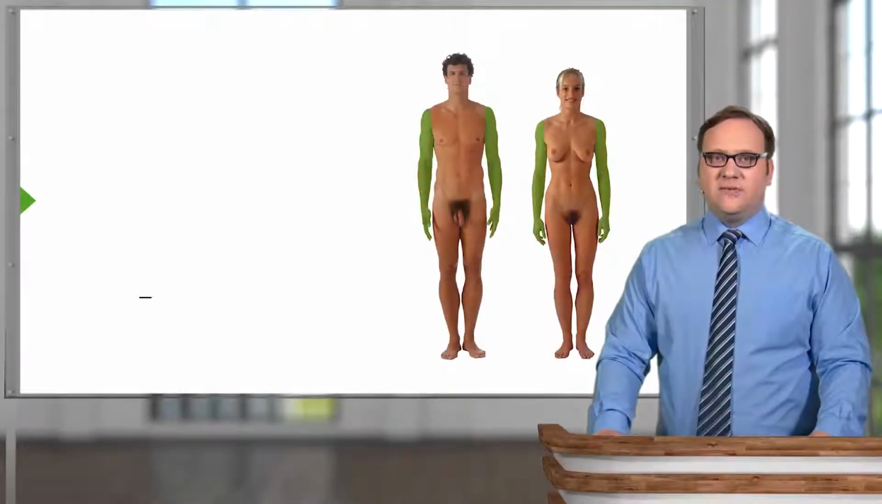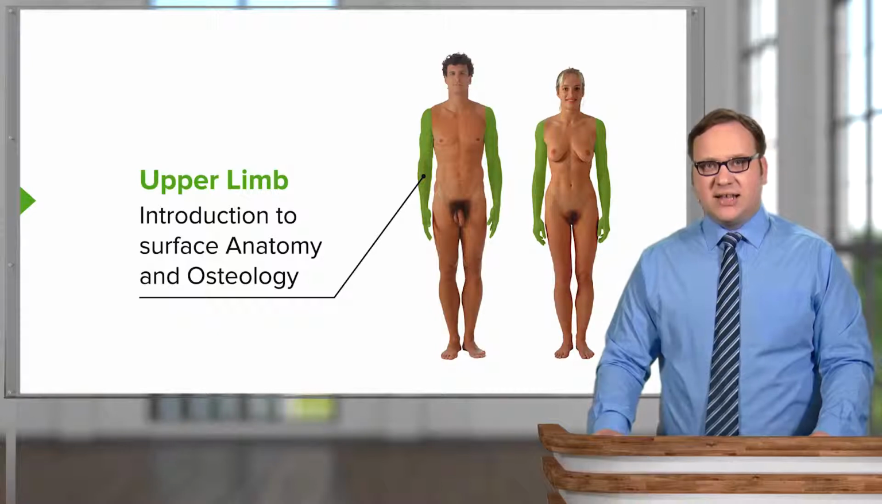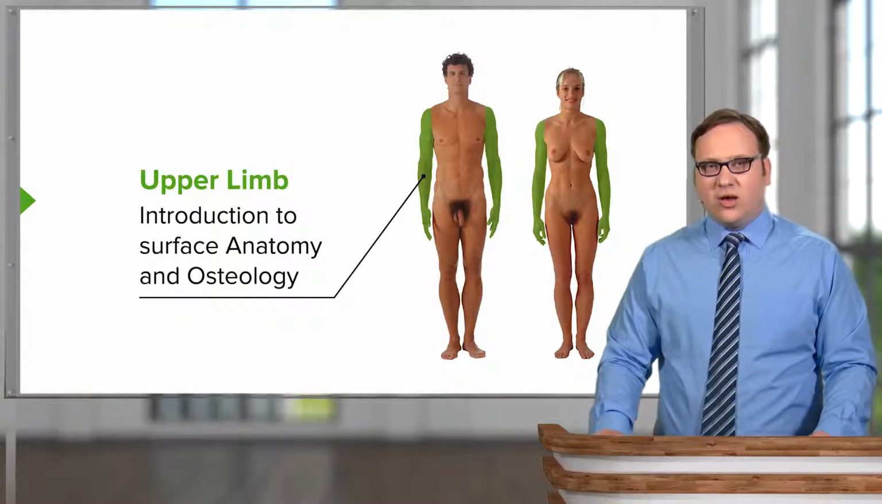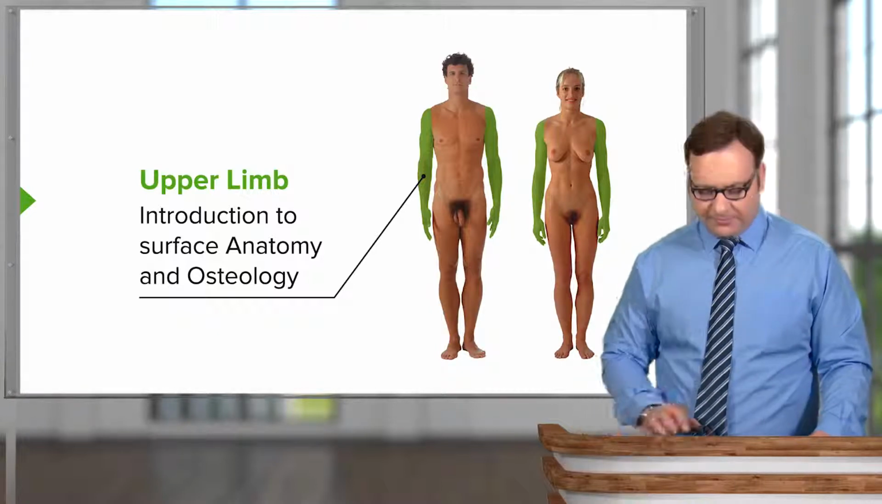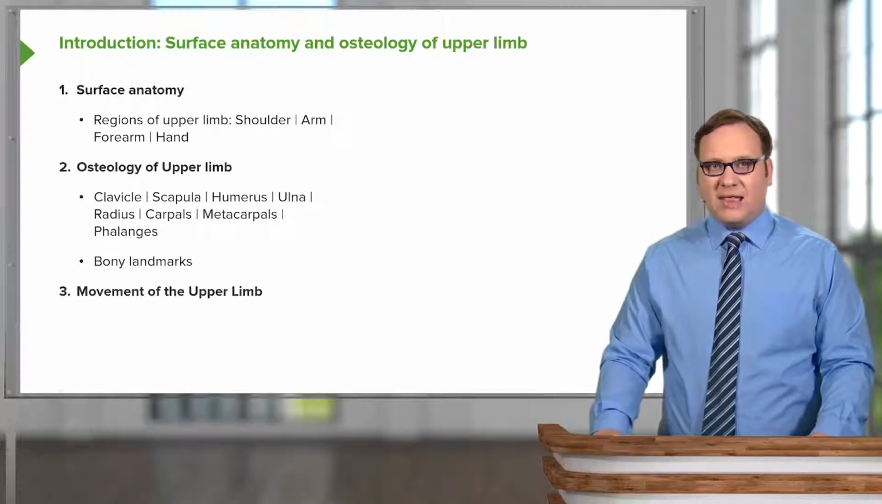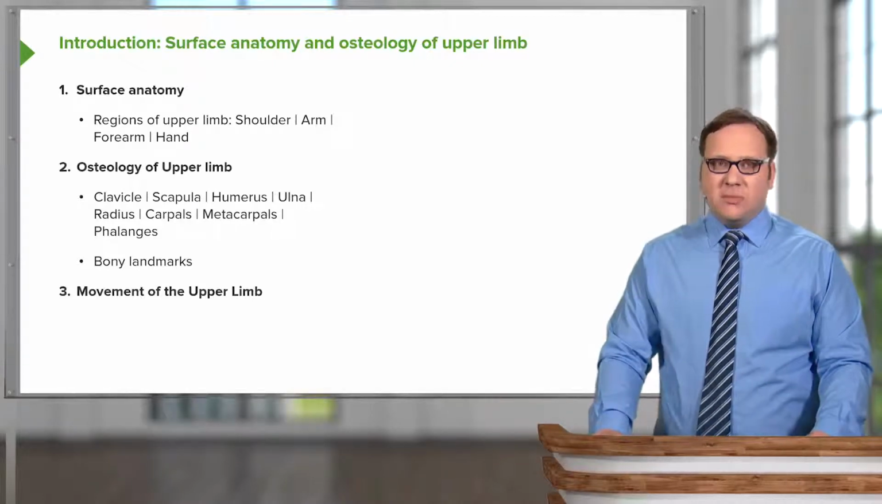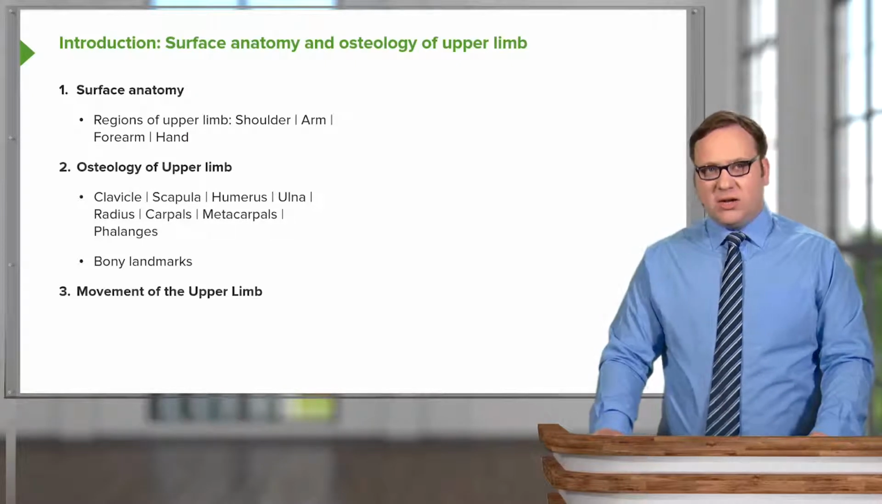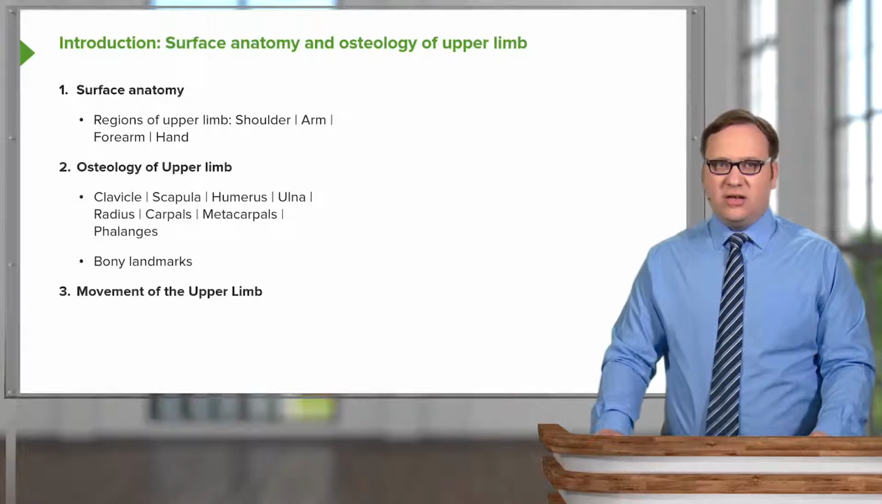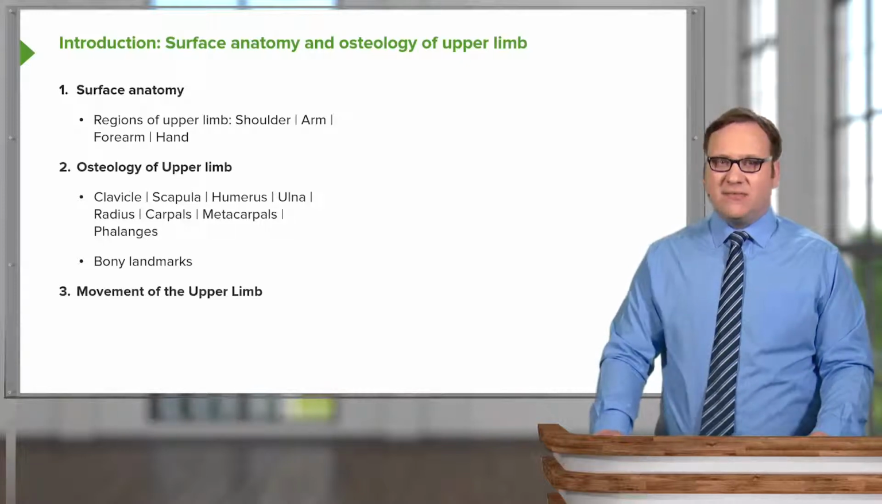In this lecture, the first in a series about the upper limb, we're going to look at the surface anatomy and osteology of the entire upper limb. So we're going to look at the surface anatomy of the shoulder, the arm, the forearm and the hand, all of these regions making up the upper limb. And then we're going to move on to the osteology. We'll look at the clavicle, the scapula, the humerus, ulna, radius, the carpal bones, the metacarpals and the phalanges.